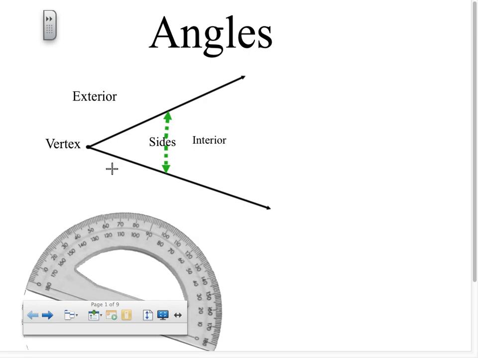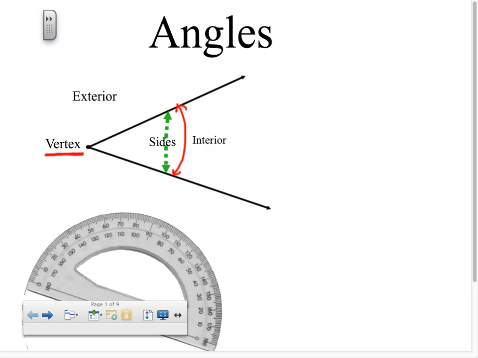First off, an angle is made up of two rays. The two rays have the same endpoint. We call that common endpoint the vertex of the angle. The sides of the angle themselves are rays. They're not lines, they're not segments, but rays. They are infinite. The interior is the area between the two rays going the short way around. The exterior is going the long way.